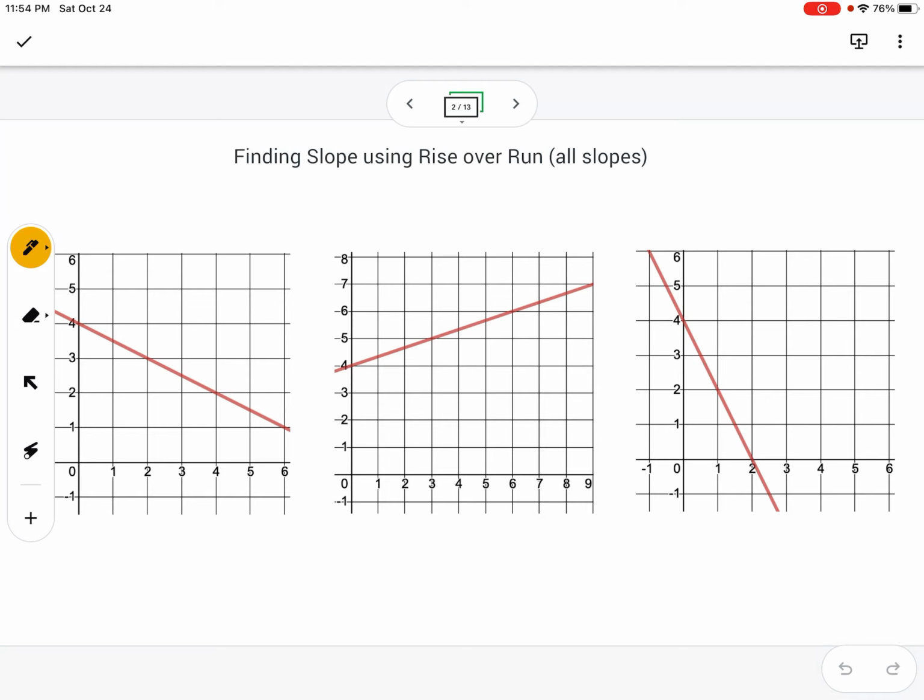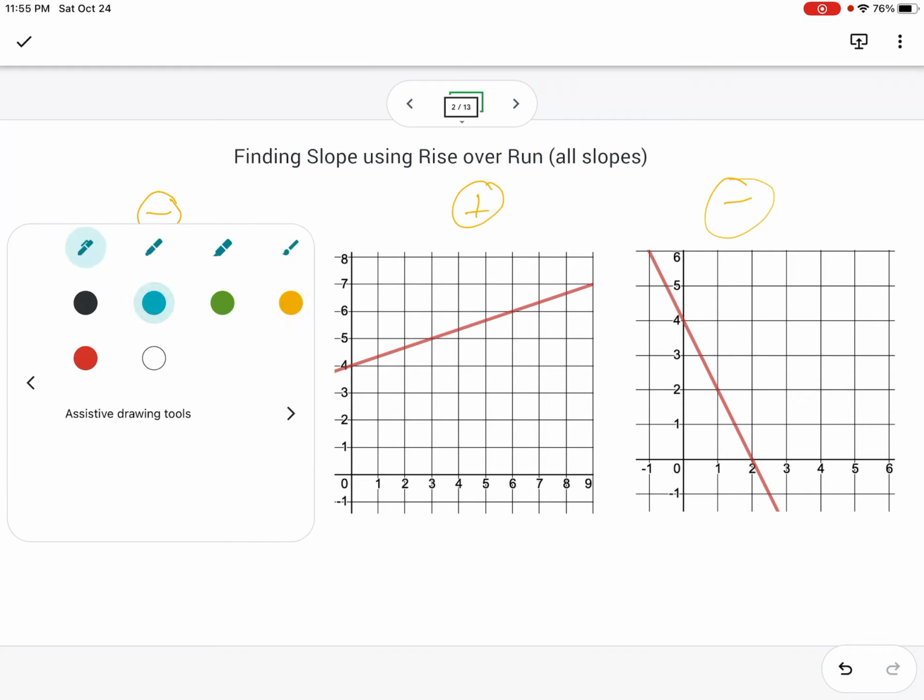You can see just from looking at this first graph, that line, if we read from left to right when we're looking at a graph, this slope is negative. This one, I can see from left to right, it's going up. This slope is going to be positive, and this last one is going down from left to right, and that slope is going to be negative. So it was worth my time to just observe that even before I start looking at the slopes and the rise over run and all that.